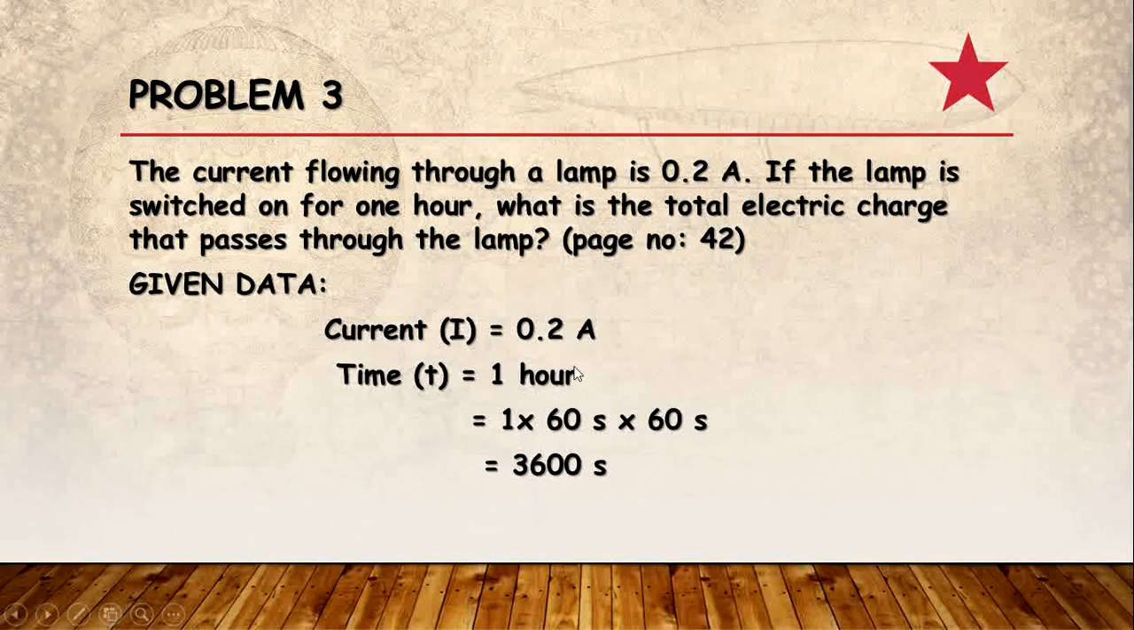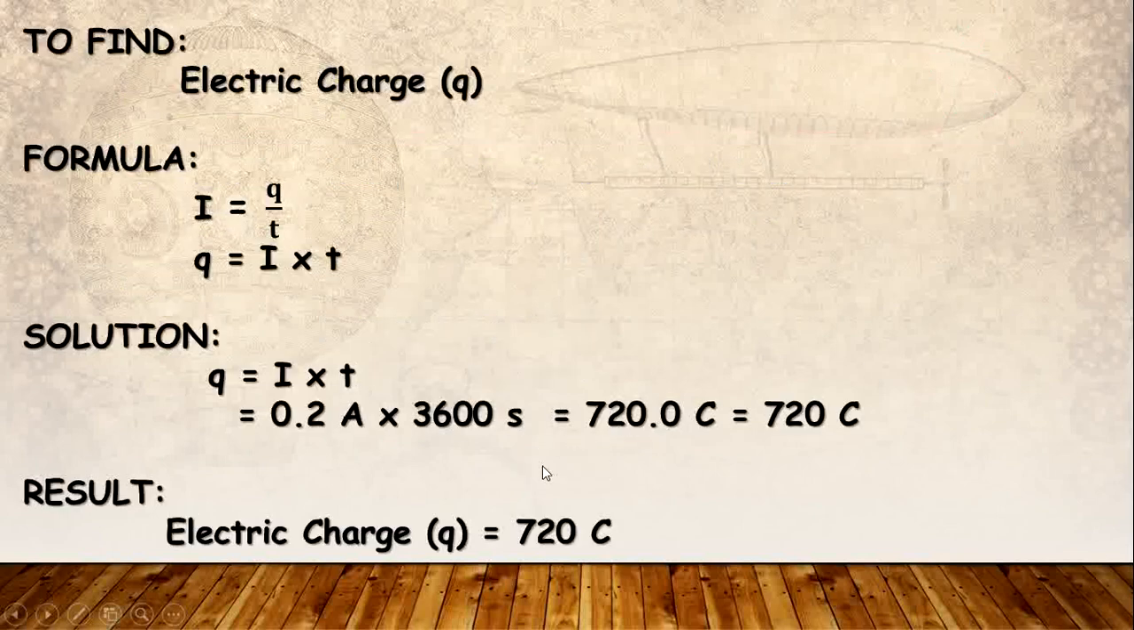Now we have to convert this hour into seconds. Whenever the unit for time is given in hours, we have to convert into seconds and then do the problem. So 1 into 60 seconds into 60 seconds, we get 3600 seconds. Now we have to find out the electric charge Q. The formula is I is equal to Q by T. From this we have to find out the electric charge. So Q is equal to I into T.